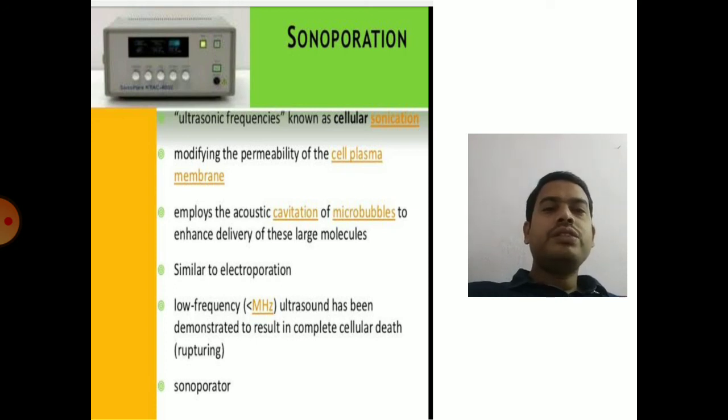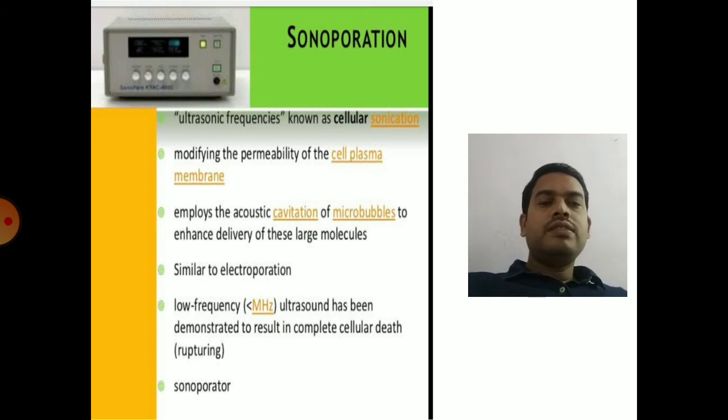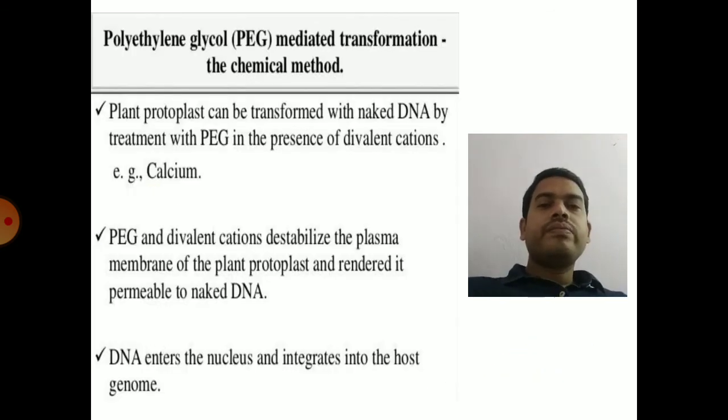So that is sonoporation. You can see the sonoporator where your test tube is placed. The test tubes contain the target cells, your foreign DNA, etc. The sonoporator is operated at a low frequency such that, like electroporation, your foreign DNA will enter into the cell with the help of these sound waves. That is sonoporation. The next one is polyethylene glycol mediated gene transfer.